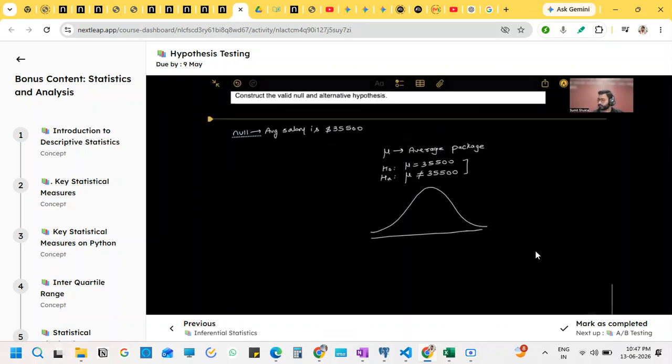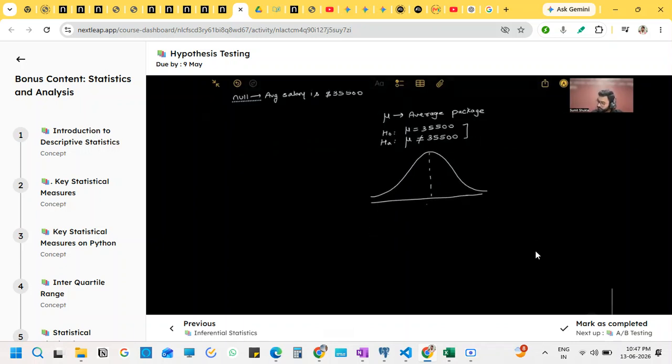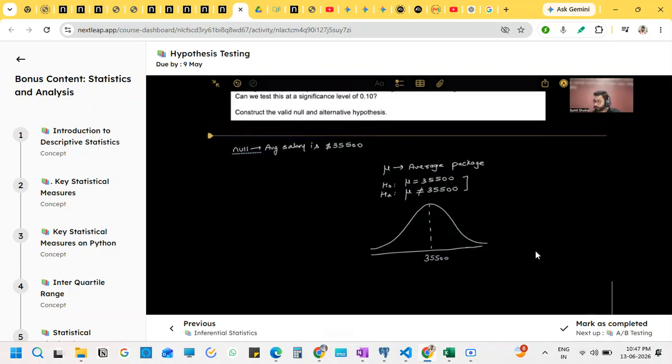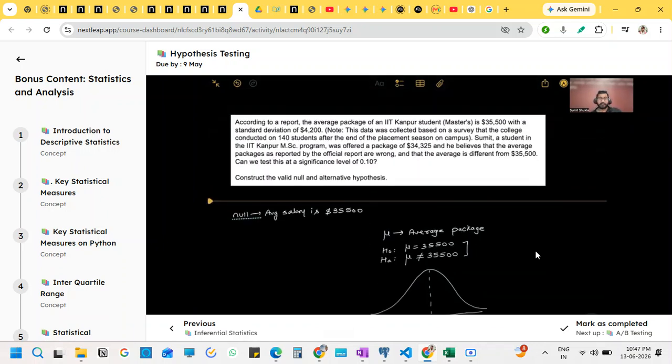We'll construct the confidence range. Here we assume that this is 35,500, and now we will construct a confidence range till what we believe that the null hypothesis is true. Beyond that, I have to reject null. So can we test it at a significance of 0.10?